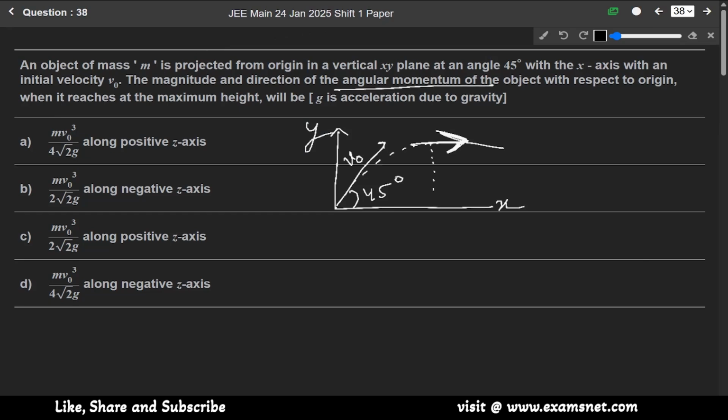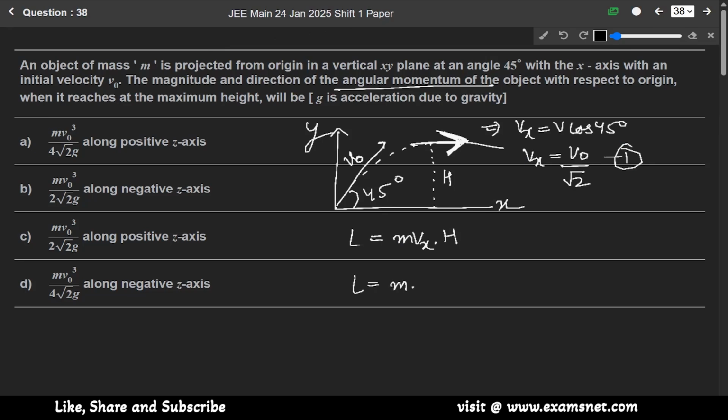So let us say this height is h. Okay. So when it reaches the maximum height, initially its velocity is v naught. At this point its velocity will be v cos 45 degree. It means vx is equal to v naught over root 2. Let us say this is equation number 1. Now the angular momentum will be m into this v into height h. So L will be equal to m, v is v naught by root 2, into height.